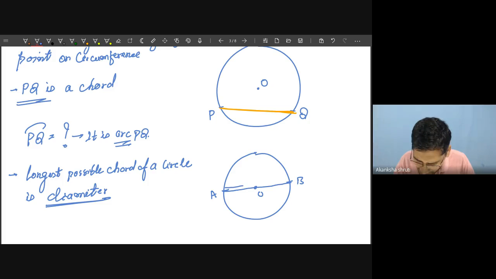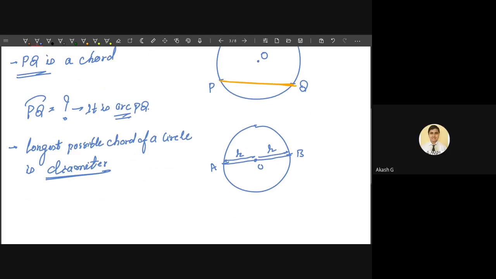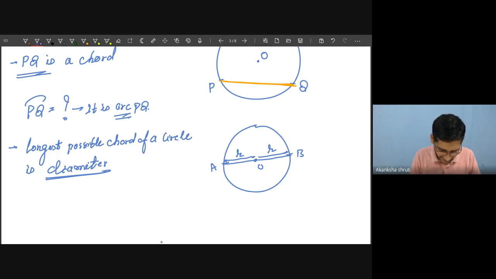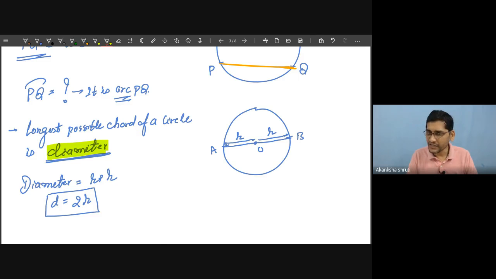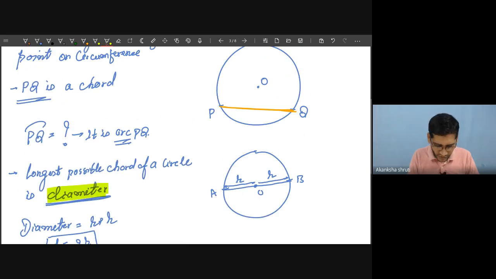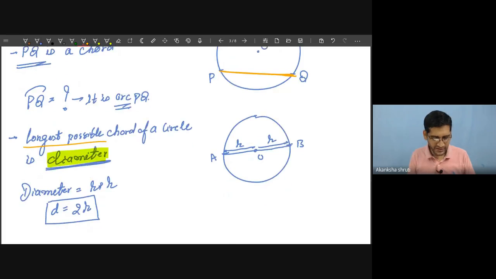Diameter, what is the length of the diameter? On one side, this is one R, and on the other side, this is the other R. It is R plus R. It becomes 2R. So the length of the diameter is R plus R. Here AB is the diameter and it is denoted by D. It is 2R. So that we have to keep in mind. So the diameter is the longest chord. It is the longest chord that we need to keep in mind. And the diameter is twice of R.